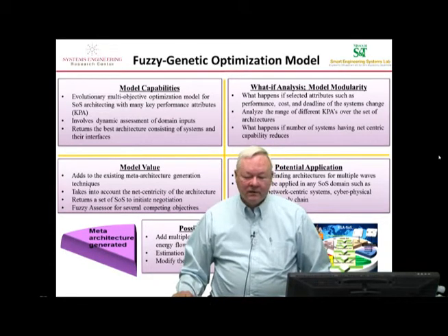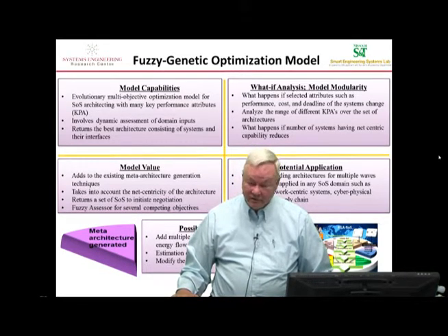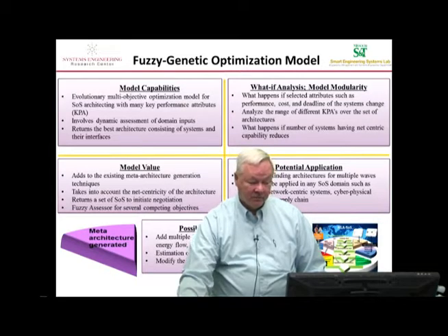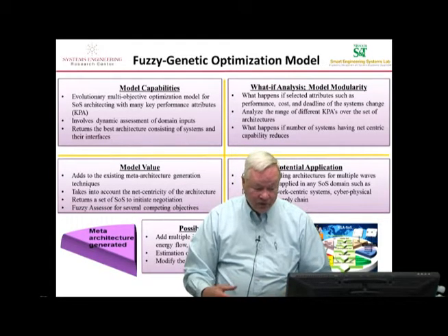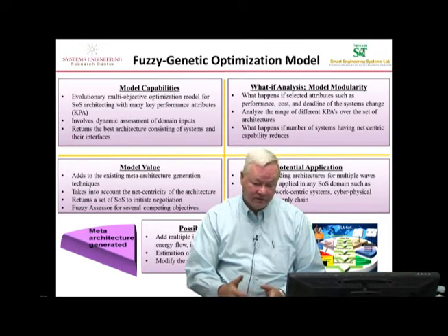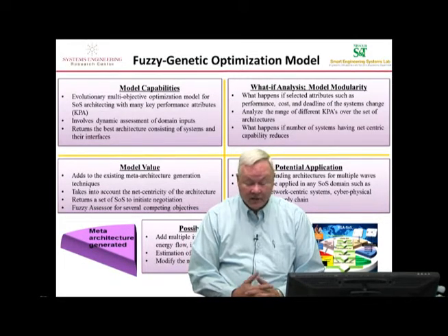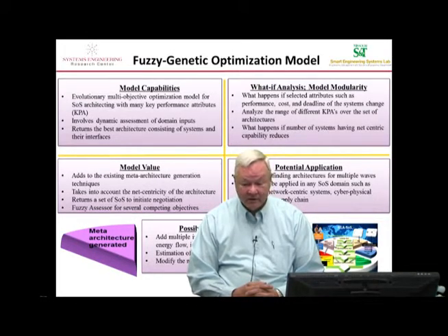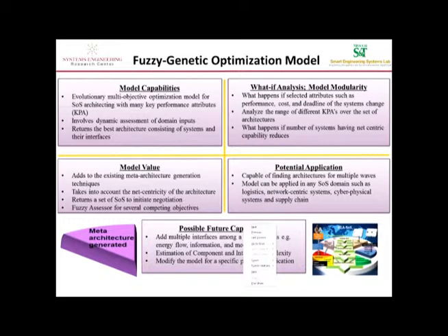Hello again. Now I'll talk to you about the fuzzy genetic optimization model that we use. The capabilities of the model: it is an evolutionary multi-objective optimization model for SOS architecting with numerous key performance parameters, attributes. It involves a dynamic assessment of the domain inputs. You need the domain model and the assessment model.